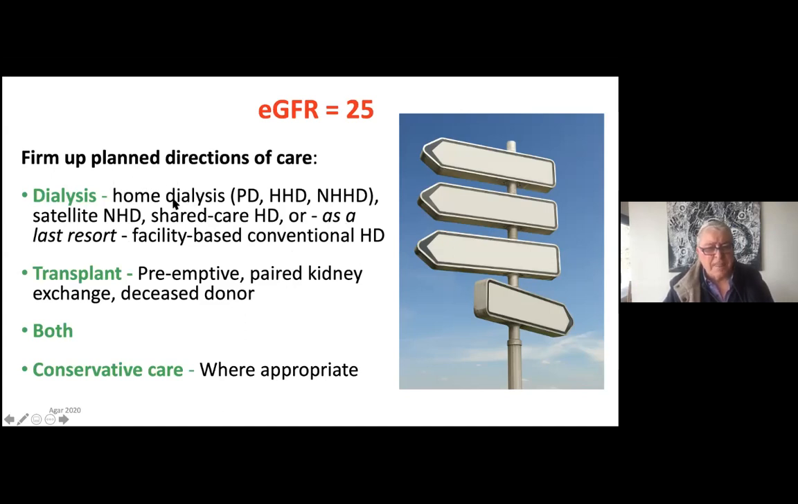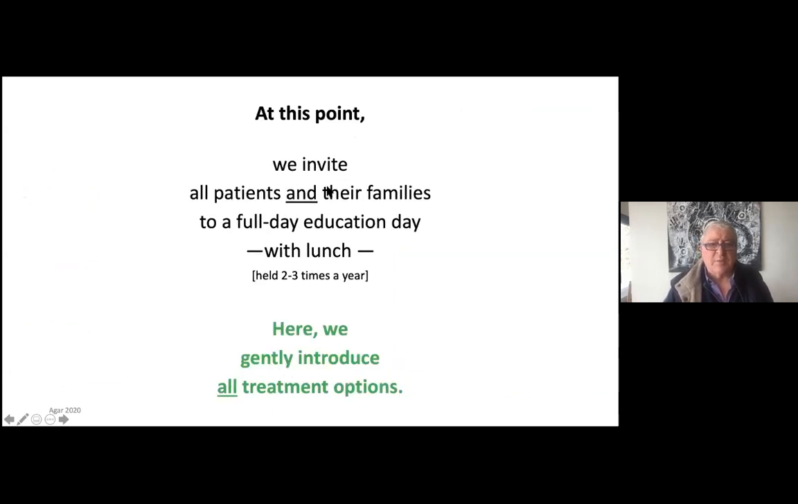Home dialysis in this country is always front of mind, front of room, front and center, the thing we aim for. And we begin to discuss that possibility early when the eGFR is 25, but the writing is clearly on the wall that this patient will at some point in the future come to dialysis. Obviously, both can be appropriate for some people. And as I've talked before, and I'm not going to go back through that again, conservative care where appropriate.